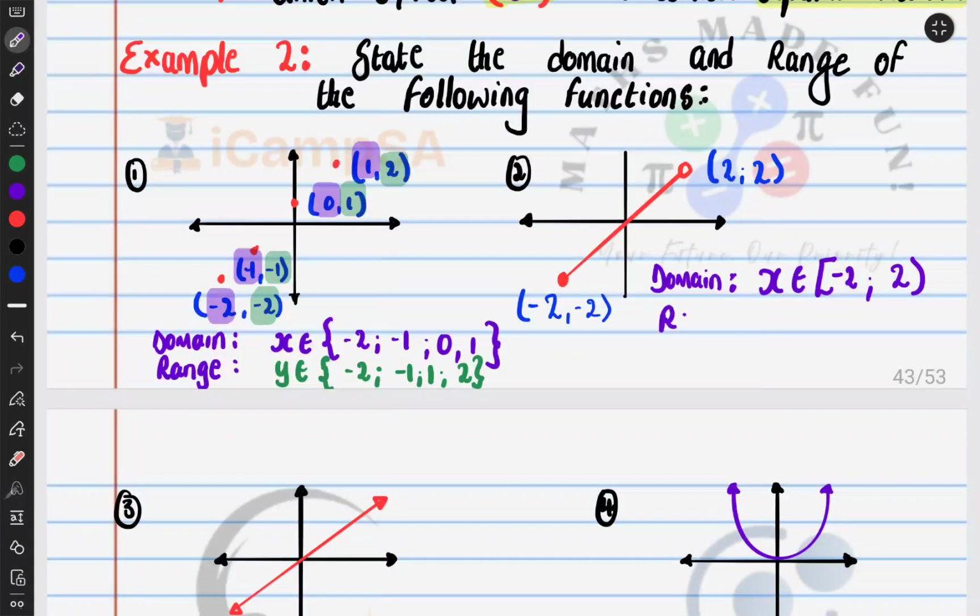Okay, and then let's go ahead and do the range, looking at the y values. Let me do something different. In fact, hopefully this will help. Let's change that coordinate to 3, and this one to -3, so that you can see what we are looking at. So what are the y values for which our function exists? We have y is the element of square brackets, -3 is included, all the way up to 3. That is our range.